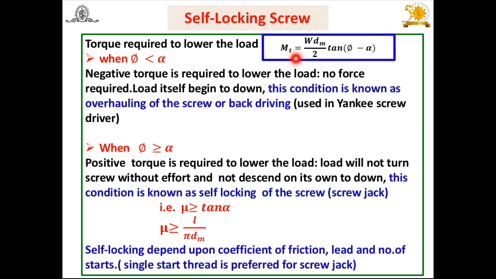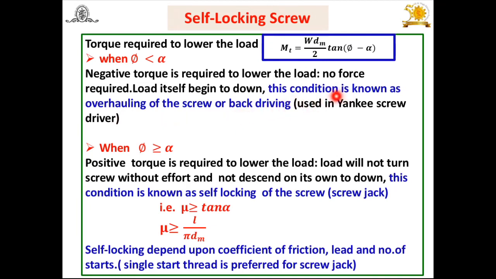When it becomes negative, that means no force is required to lower the load. What is going to happen during that time, the load itself begins to go down, and this condition is known as overhauling of the screw or back driving. That means without applying effort directly, the screw itself begins to move downward. Generally such a case is used in the Yankee screwdriver, where different tools are available, and when it is inserted and rotated in the opposite direction, you can use it for different purposes.